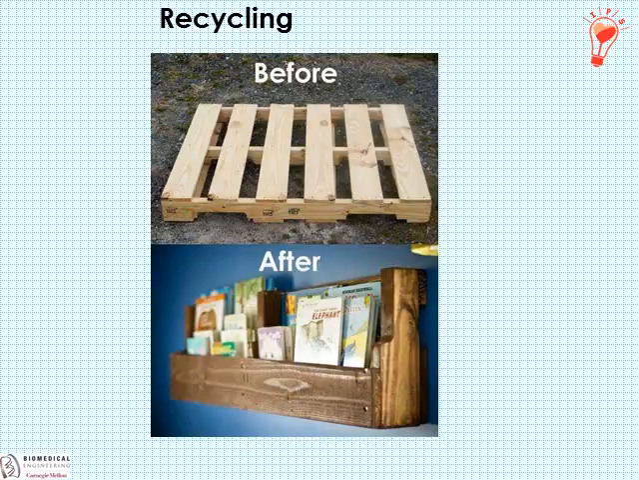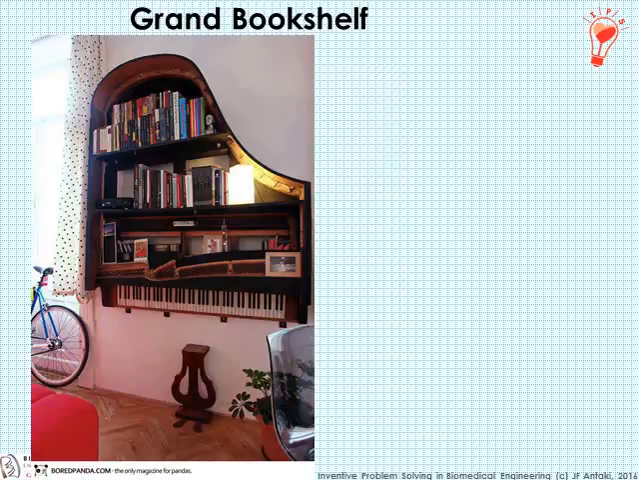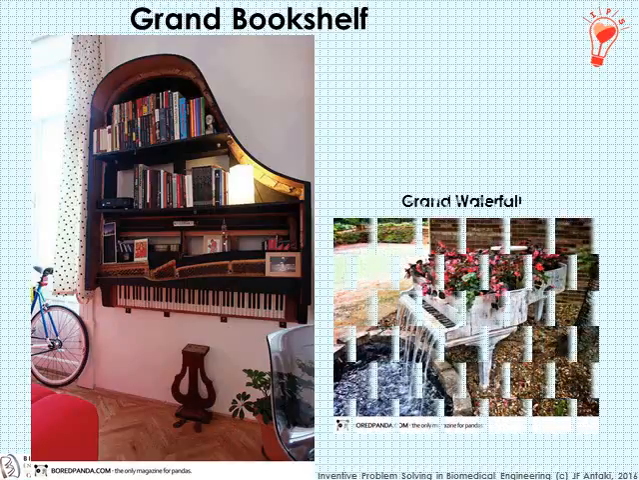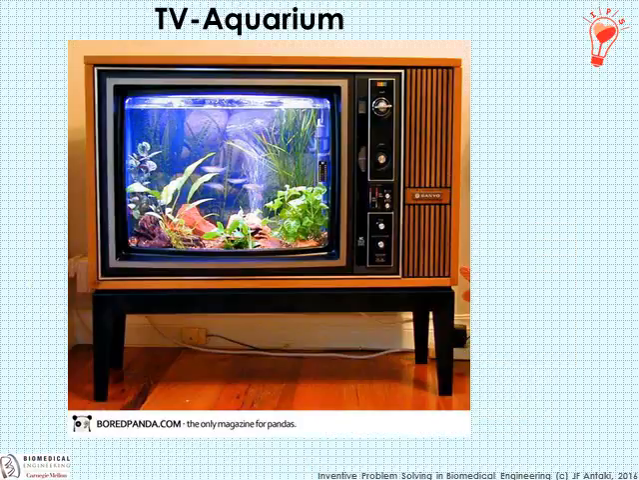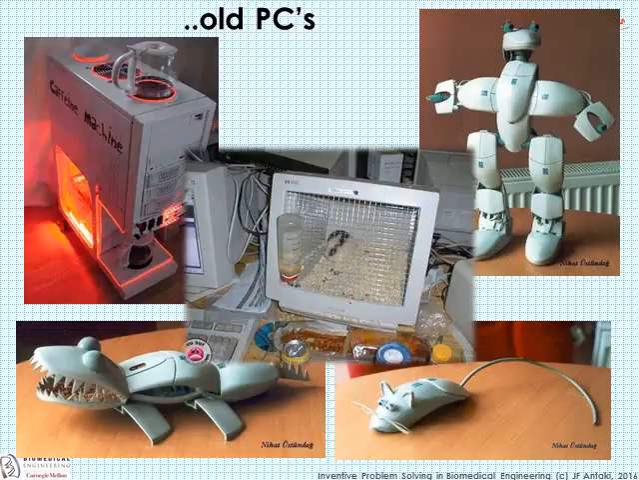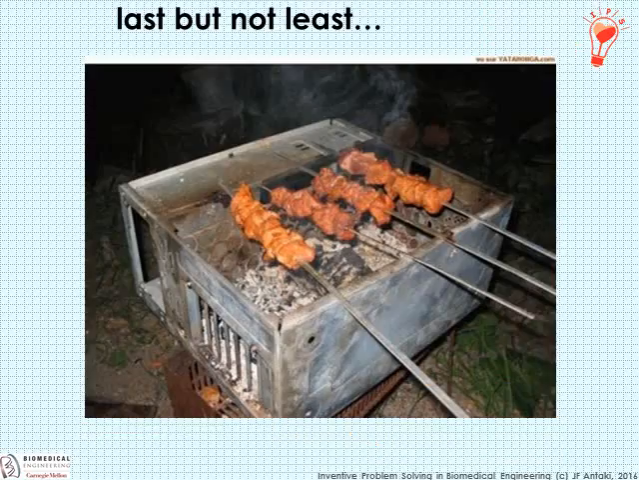Another example that might be familiar to you is using something like an old shipping pallet to create furniture or a bookshelf. Here's an example of a bookshelf made out of an old piano and a waterfall. And here's an idea of what you can do with that old TV set that's been cluttering up your basement. And here's some ideas of what to do with that old PC and mouse that you don't know what to do with. And last but not least, this is about all some PCs are good for.